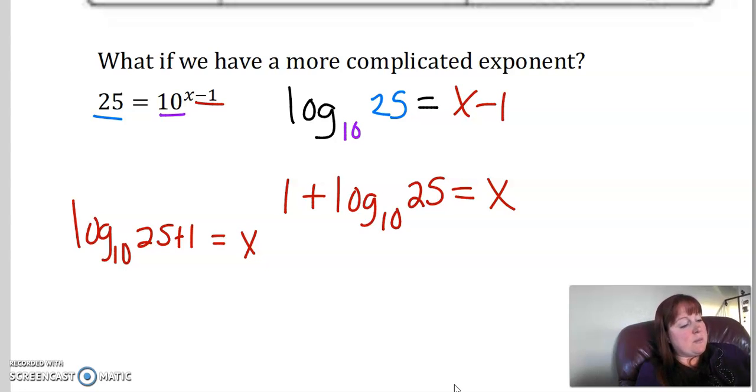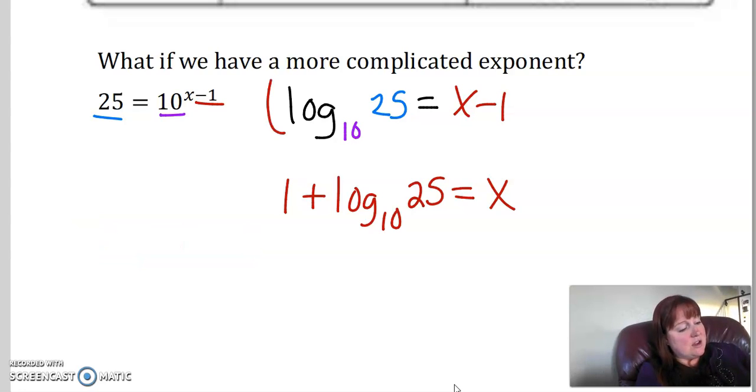But we have to remember that this is a function. This whole thing right here, this is log base 10 of 25. It's one big thing that's all together, right? It's a function, and we cannot add across a function, right? Because functions take precedence over little things like adding, okay? So I'm just going to add the 1 to the front.